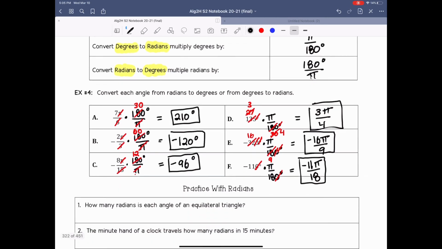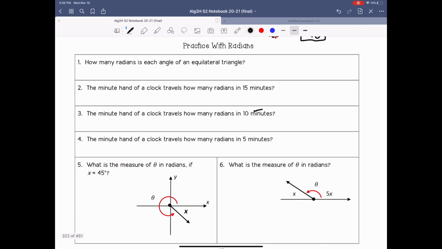Now let's go ahead and scroll down a little bit, and we're going to discuss more about radians. So for the first example, for practice with radians, how many radians is in each angle of an equilateral triangle? Well, an equilateral triangle is a triangle that has equivalent angle measures for all three of the angles. And we know that a triangle measures up to 180 degrees if I add all of my angles together. So 180 divided by 3 equal parts is going to be 60 degrees. And 60 degrees can easily be converted to radians by multiplying by pi over 180.